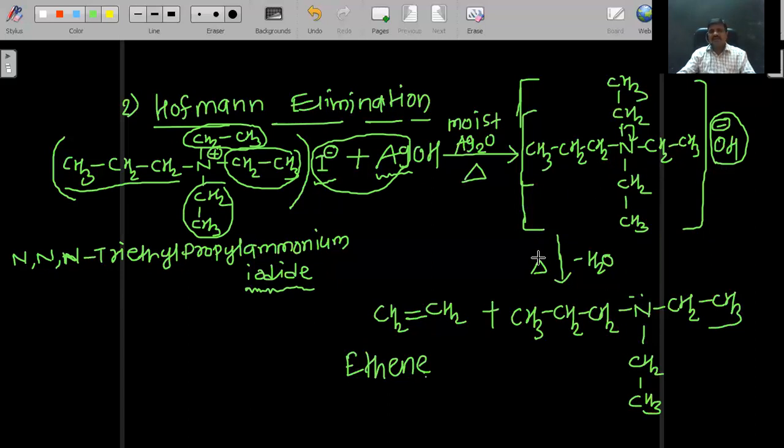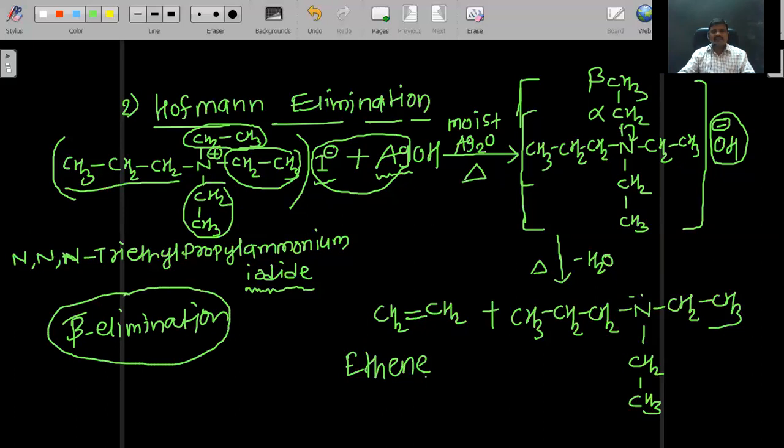On heating it loses ethene. This reaction is also known as beta elimination, because this nitrogen is the functional group, this carbon is the alpha carbon and this carbon is the beta carbon, and from this beta carbon hydrogen is lost. So it is known as beta elimination. This is the Hofmann elimination reaction.